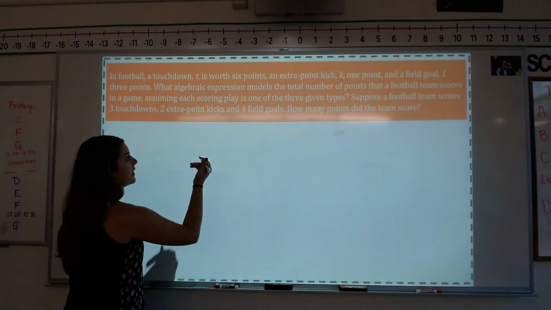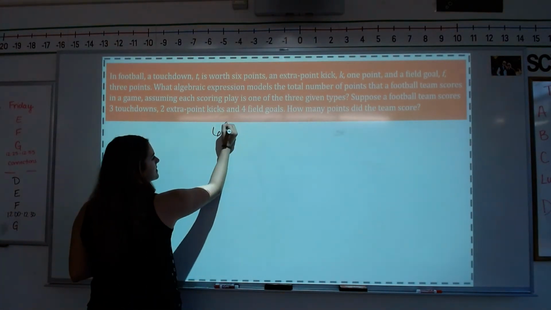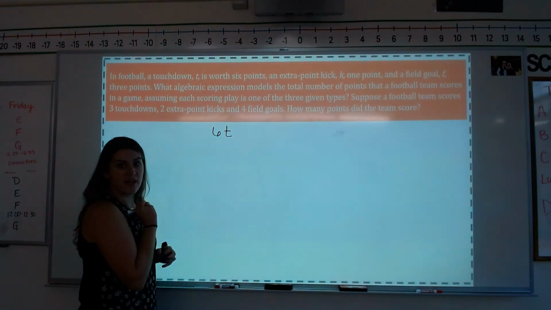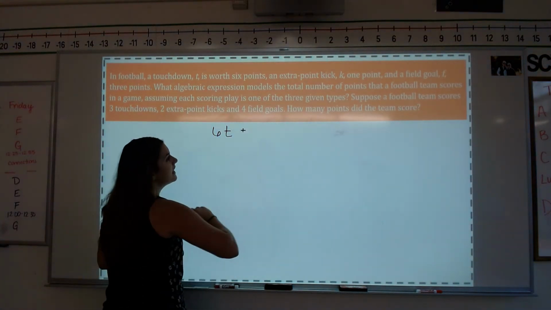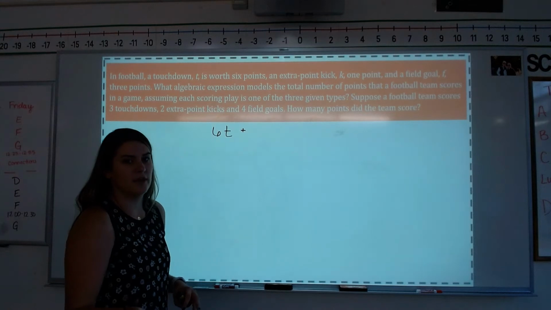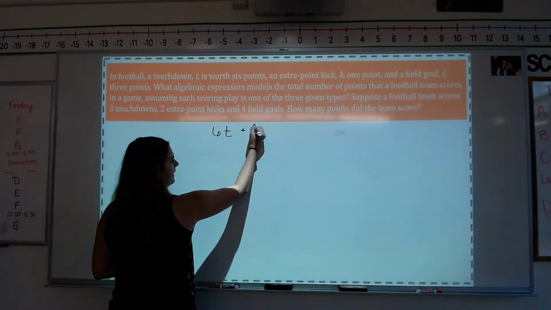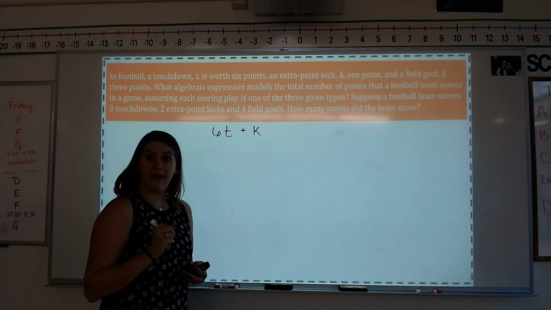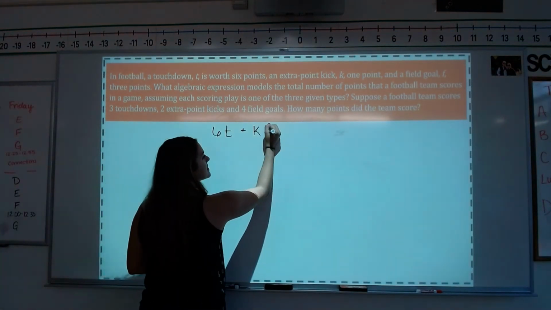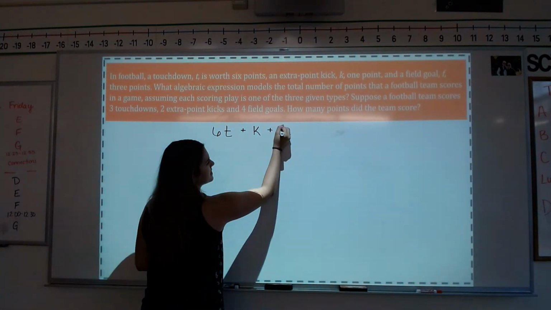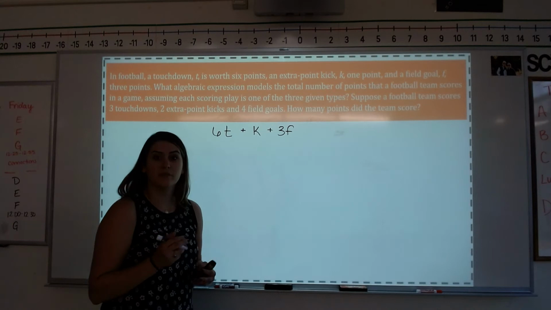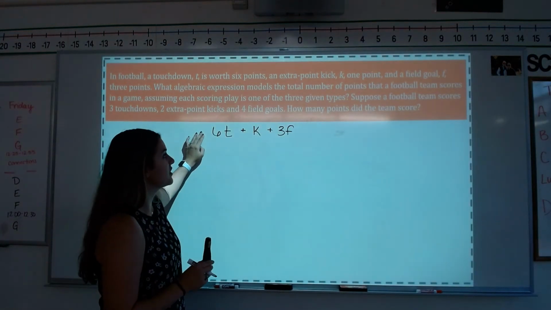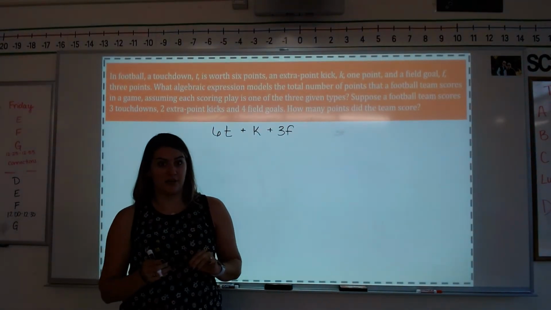So to write our expression, what that would look like is 6 times the number of touchdowns plus, now when you do 1 times a variable, you don't need to put the 1 out in front of it, so I'm just going to put K plus, and then it's 3 times the number of field goals. So this would be our expression that they asked for in the first question.